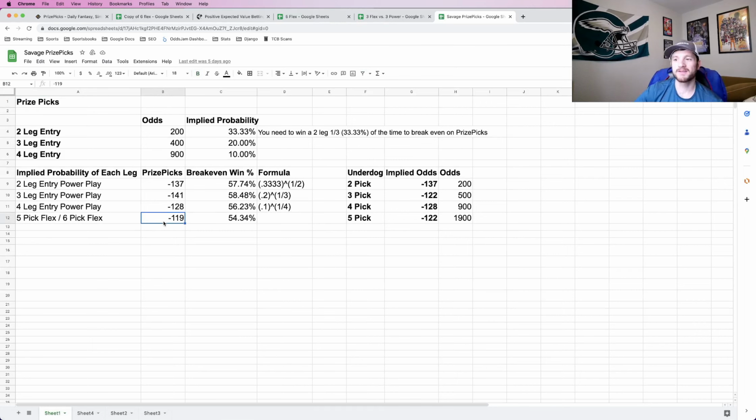So right off the bat, the implied odds is basically per individual leg. So for 5 and 6 pick flex, the implied odds are roughly minus 119, which is the best of the group. The 4-leg entry has the implied odds of minus 128. That's still better than 2 and 3 legs, not as good as 5. So in terms of broad PrizePicks strategy, you should either be doing 4 picks straight up, or you should be doing a 5 or 6 pick flex to sum everything up.